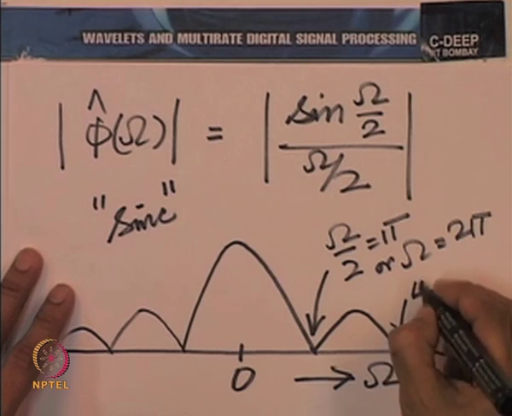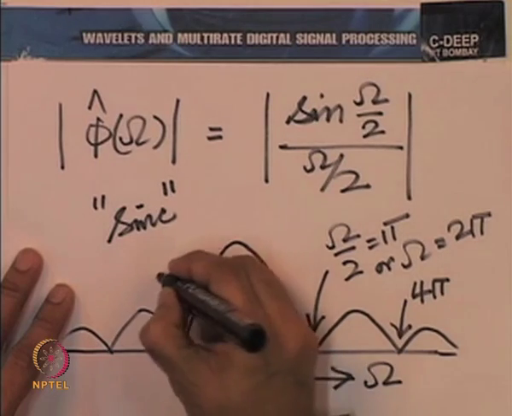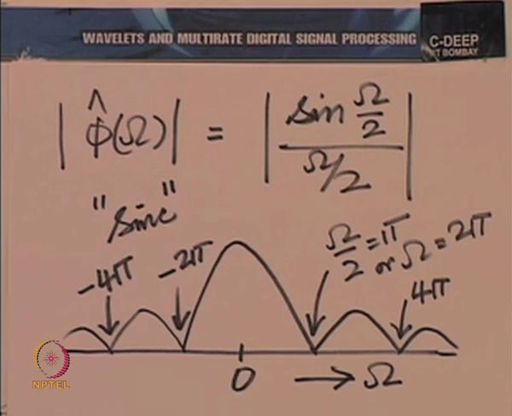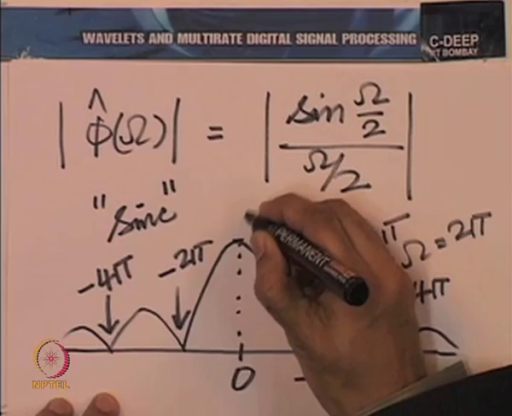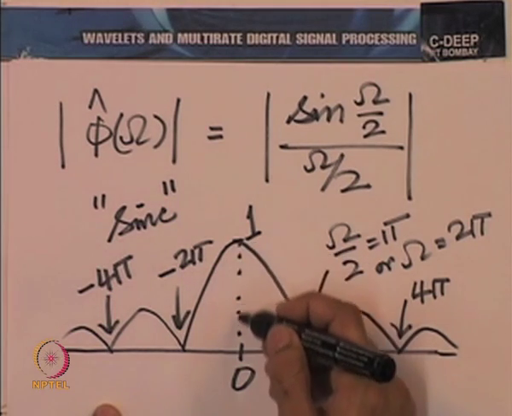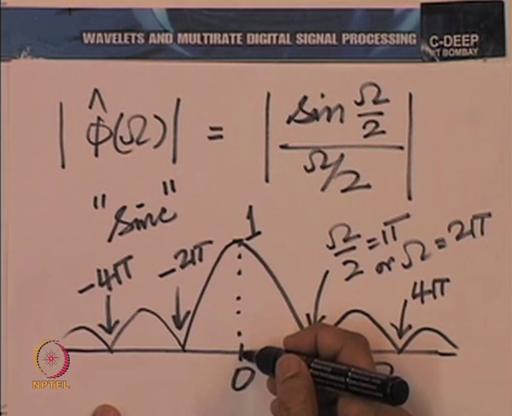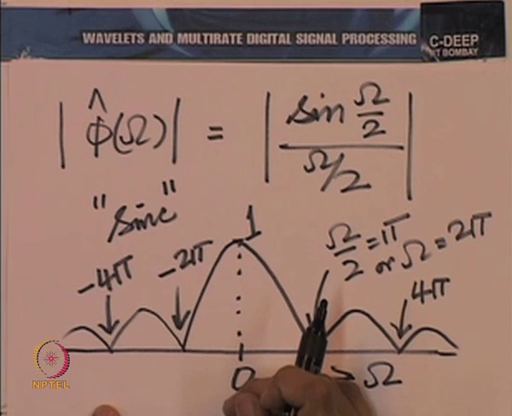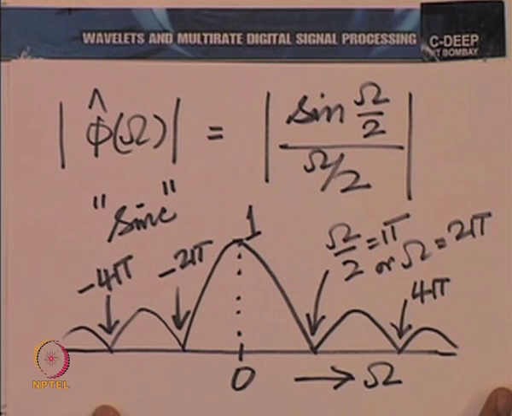And this of course is the point where omega is 4 pi, and this where it is minus 2 pi, this where it is minus 4 pi, and so on and so forth. At this point, the magnitude takes the value 1. In fact, recall that the value of the Fourier transform at omega equal to 0 is indicative of the area under phi t. So, the integral of phi t over all t. Anyway, so much for the magnitude. And now we know what to do when we compress and expand. Let us look in general at the Fourier transform of phi 2 t minus m. So, we should interpret that.